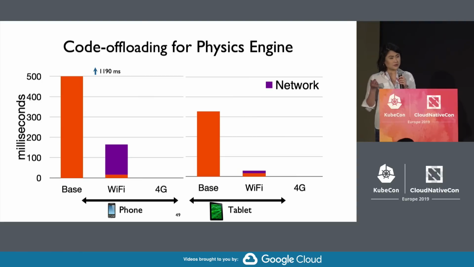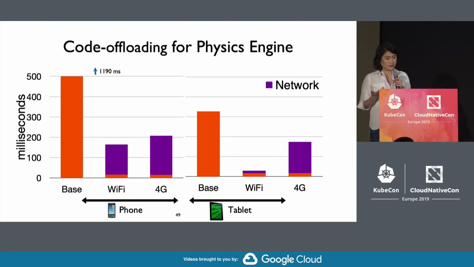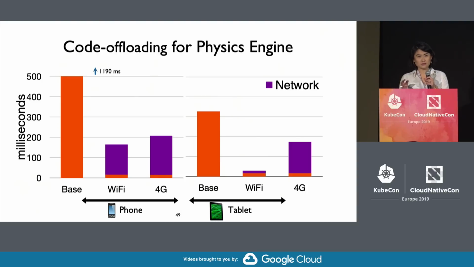Alternatively, we can move the physics engine as a microservice onto the cloud, where the performance shifts. Most of the time is going to be spent communicating with the remote microservice, and the cost of actually running the physics engine goes down significantly because it's able to run on a bigger, beefier cloud server. And when we run over something like a 4G network, the network becomes even more expensive. So you might decide to change your placement of these microservices based on whether the user is using Wi-Fi or 4G and whether they're moving around.